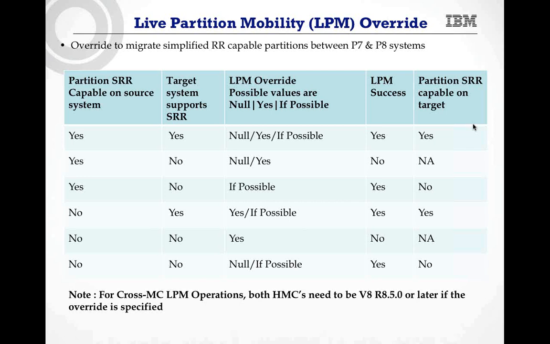So once you understand these parameters, this chart is sort of clear, and maybe I could do a better job explaining it, but you have multiple abilities to move things between P7 and P8 and enable SRR and not enable SRR, and have LPM still work with it.